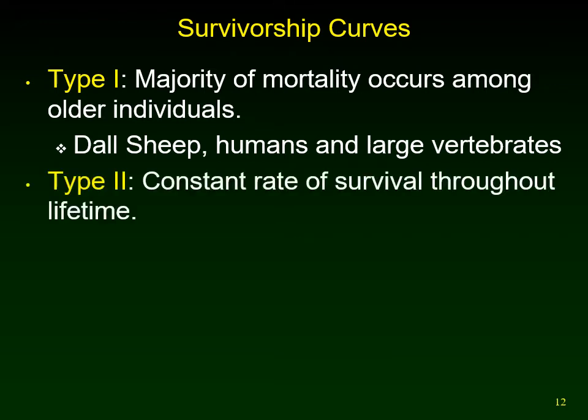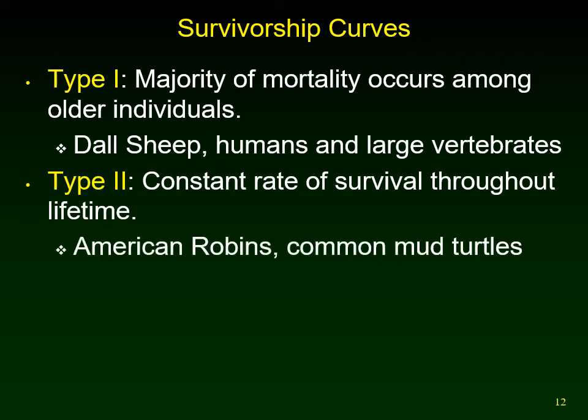Type 2 survivorship curves, it doesn't matter what age you are, you have an equal probability of survivorship. So it doesn't matter whether you are an old squirrel or a young squirrel. If that hawk gets you in its claws, you're a gone squirrel. So you have a constant rate of survival. It's common with songbirds. You see this in mud turtles. So you can find this in a number of sort of smaller vertebrates.